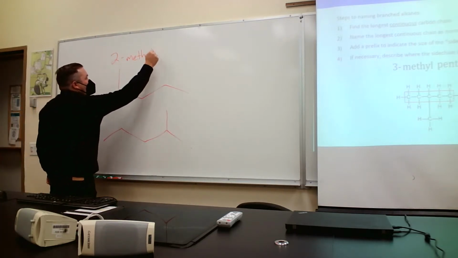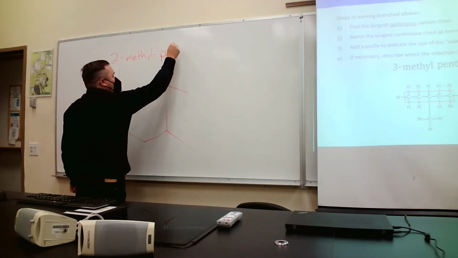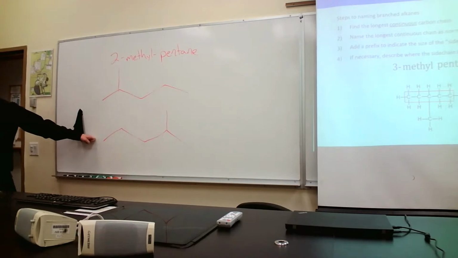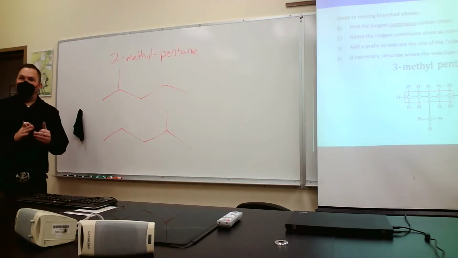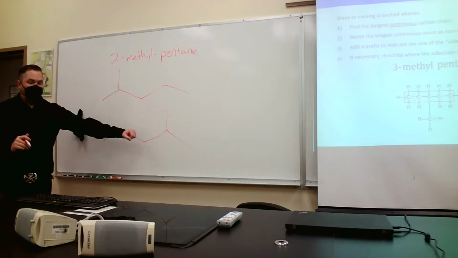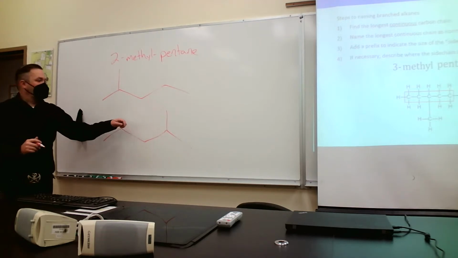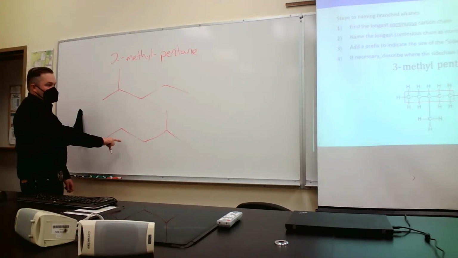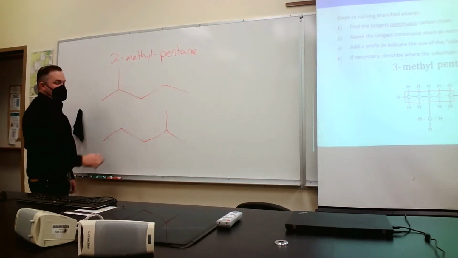But remembering that these are 3-dimensional molecules, this is also 2-methylpentane. The same reason that you don't just count from left to right when you're looking for your longest continuous carbon chain, you don't just count from left to right when you're trying to find the number. You find the lowest possible number. This is not 4-methylpentane because it's just 2-methylpentane that you flipped over.